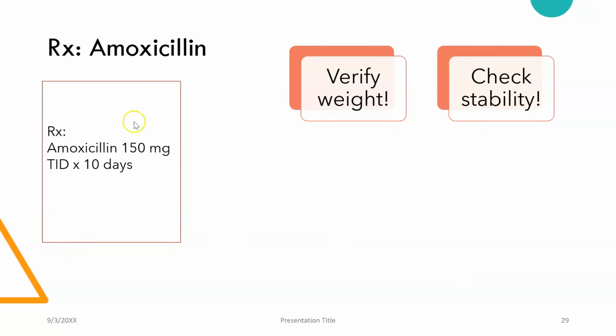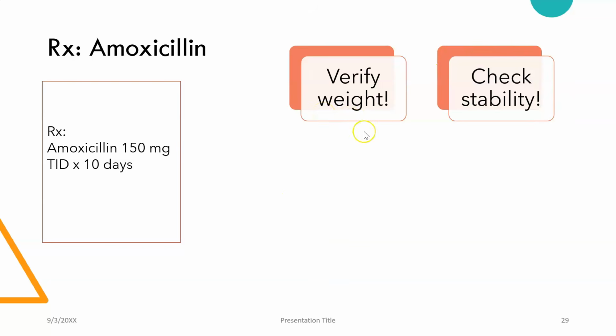So we're going to start off with a pretty easy one. Amoxicillin is prescribed as 150 milligrams 3 times daily for 10 days. So it seems as though the doctor has calculated the dosage already for us based on the child's weight. But we always want to re-verify the weight so that the pharmacist can go ahead and double check that the calculations were made appropriately. And we check the stability of the antibiotic before serving it.